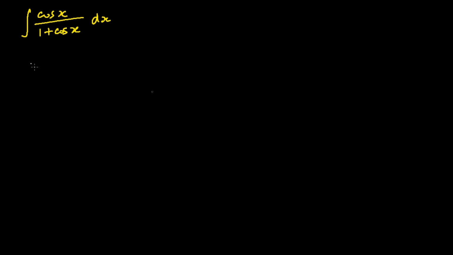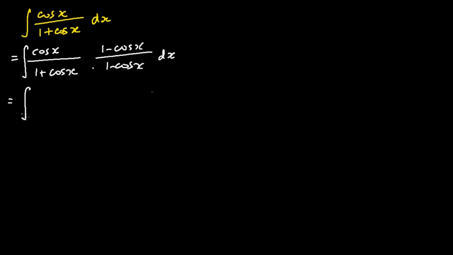The very first step we're going to do is multiply in the numerator and the denominator by the same thing, which is 1 minus cosine x. And hence I will get the following. In my numerator I get cosine x subtracting away cosine square x. And my denominator would just be 1 minus cosine square x.